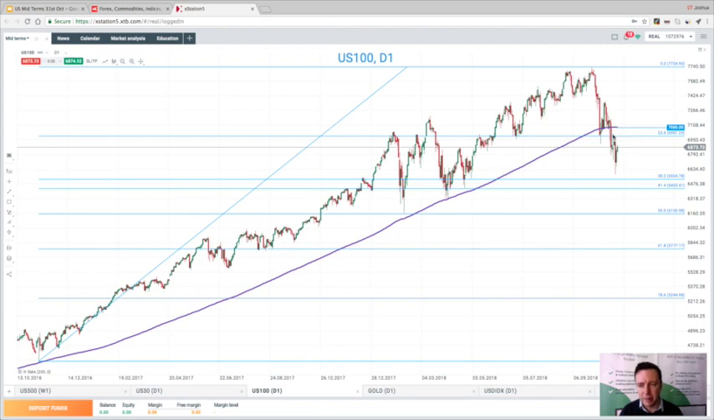If we do get back up above here, then I think the outlook becomes a lot more positive into year end, and we could see another attempt at these all-time highs at 7735, but if it does fail and stay below here, and you can see the SMA has levelled off, then it could spell an end to the current uptrend.